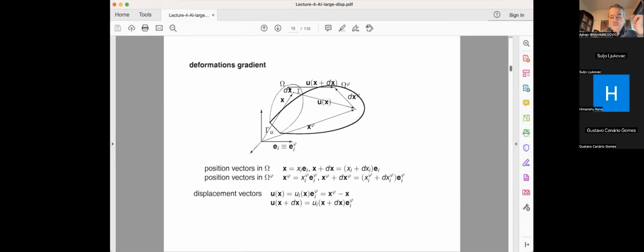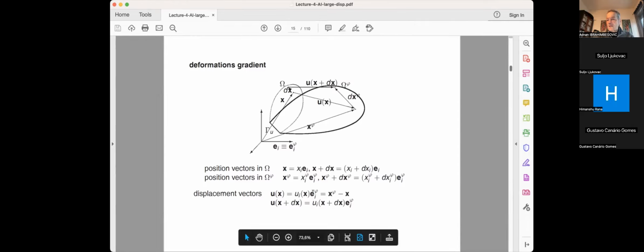So basically, one point is taken by the displacement vector u of x to the new position, which is the position vector x phi, and the other is taken to a new position by the displacement vector u of x plus dx to the position which is x phi plus dx phi. Please note that further on, we will define displacement as the difference between x phi and x. And if you want to make sense of this displacement, then the unit vectors in the initial and the deformed configuration have to be the same.